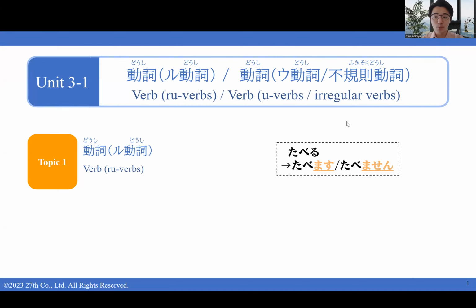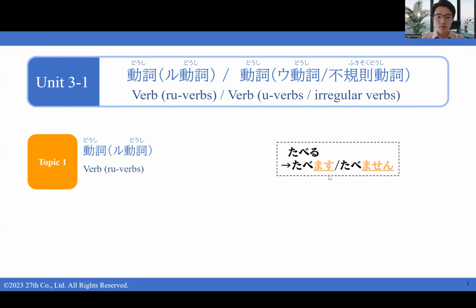And in this unit, we're going to be focusing on the verbs. So verbs are the words that describe actions like eat, drink, sleep, cook, things like that. So we're going to learn how to conjugate different kinds of verbs in Japanese.